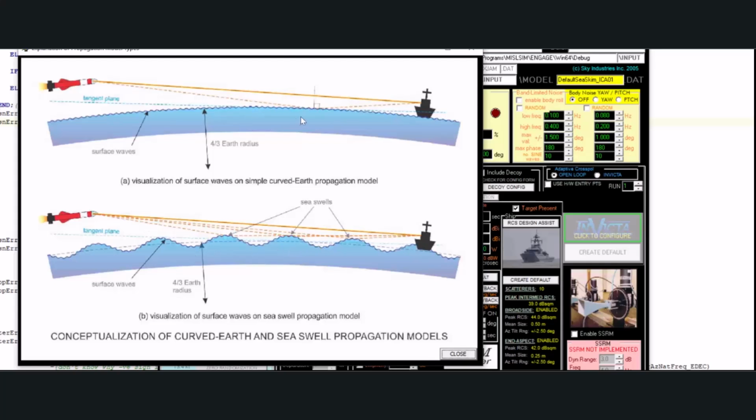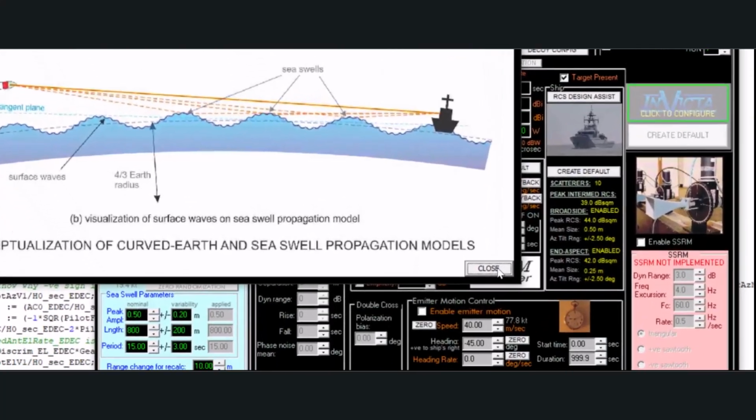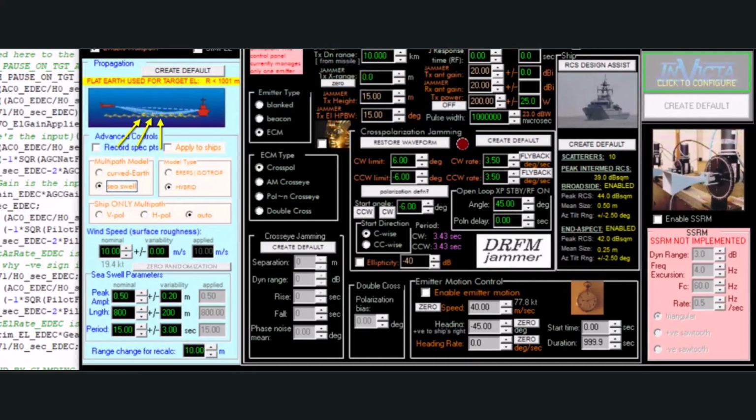And then with the curved earth model, we get a single specular reflection, and with a sea swell model, we get multiple reflections. I think this one is more realistic, but it's more time consuming, like much more time consuming. If you had 5 or 6 reflection points on the sea surface, then you're basically running the curved earth model more than 5 or 6 times. Because you have to find those reflection points and then do the math. But the curved earth math is really slick. It's really fast. It runs really quickly.